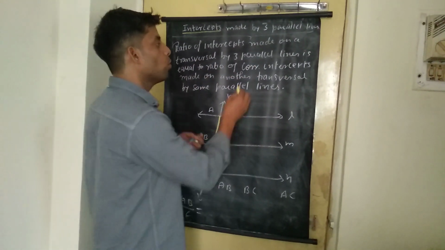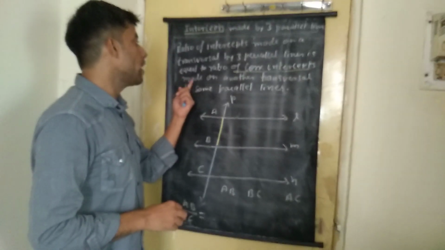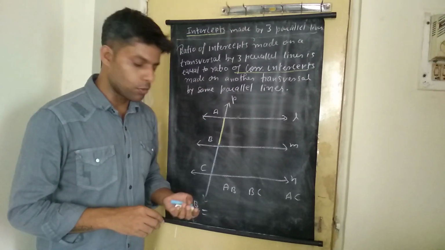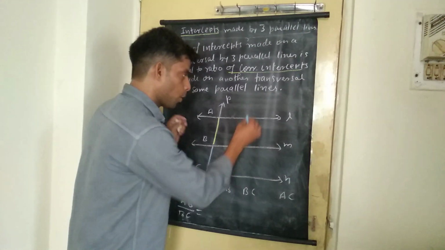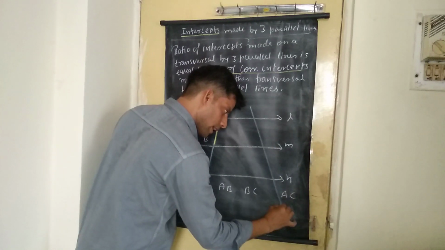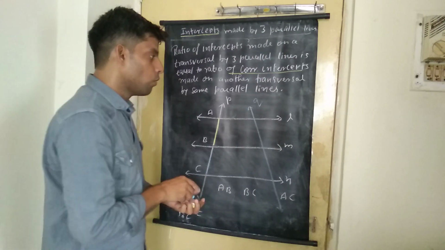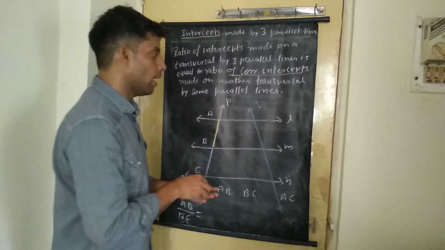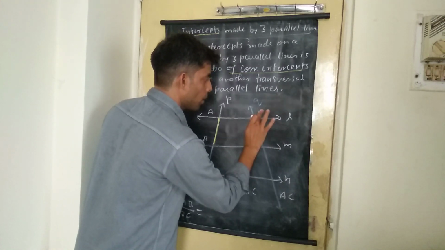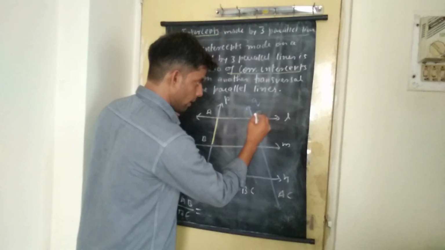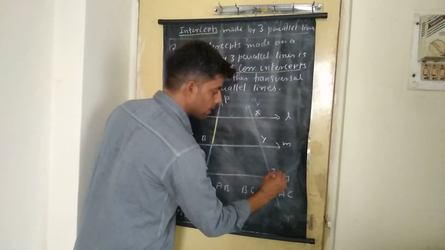Now students, we need to understand the meaning of corresponding intercept. Now corresponding intercept, this should be on the another transversal. So let us have another transversal here in the picture, and I draw line Q as another transversal which intersects line L, M and N at points, we'll take here X, Y and Z.